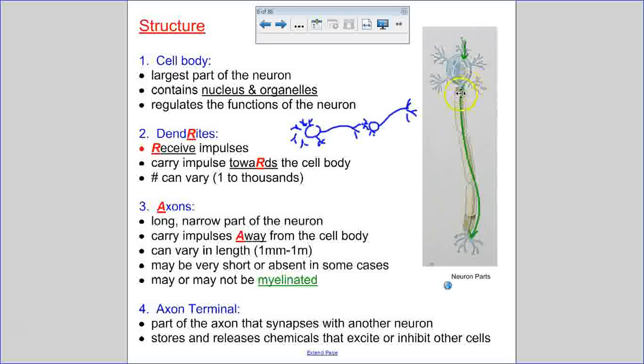Axons are long and narrow, and they may or may not be myelinated. This one is, and they carry the message from the cell body to the axon terminal. In the axon terminal, in each of these little endings, it stores special chemicals that can be released and travel to the next neuron, and they will cause it to get excited or inhibited. So they either cause another message to be sent, or they may slow the messages down.